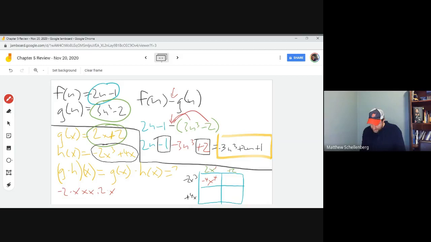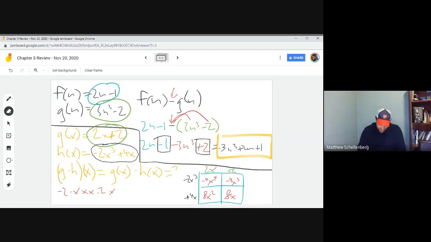And then in the top right, we just have a positive 2. So we just multiply this by 2. So we have minus 4x cubed because minus 2x cubed times 2 is minus 4x cubed. On the bottom left, we have 2x times 4x. So that gives us 8x squared because x times x is x squared and 2 times 4 is 8. On the bottom right now, we have 2 times 4x. 2 times 4 is 8. So this just becomes 8x. Are there any like terms? There are no like terms.